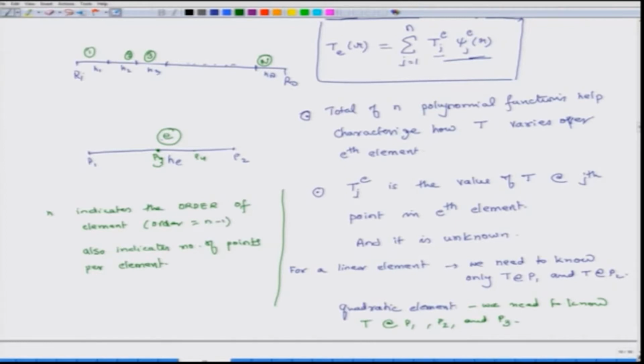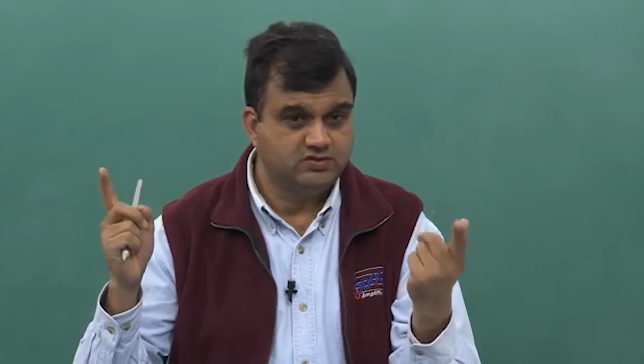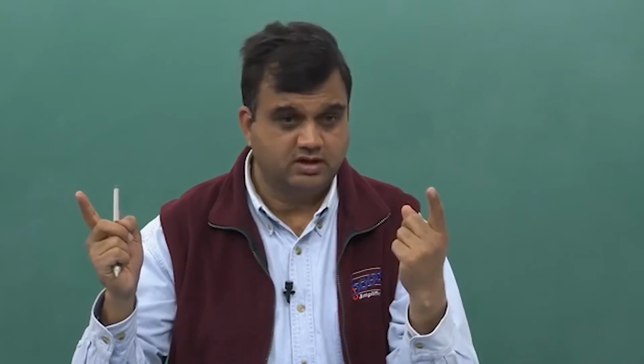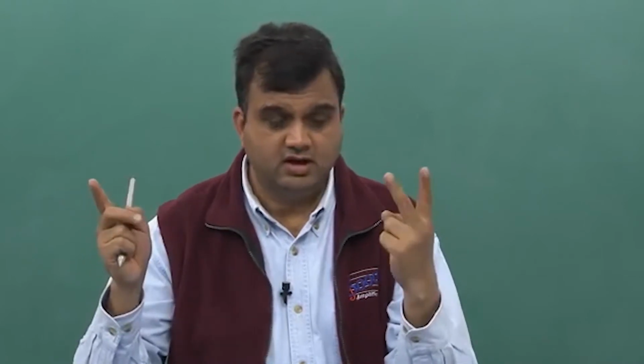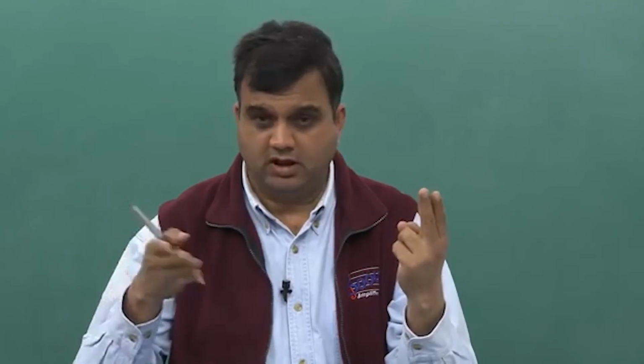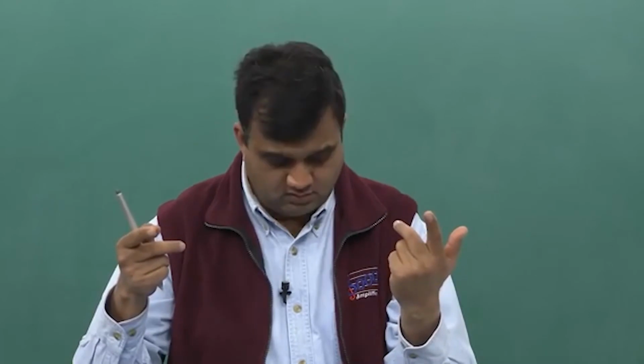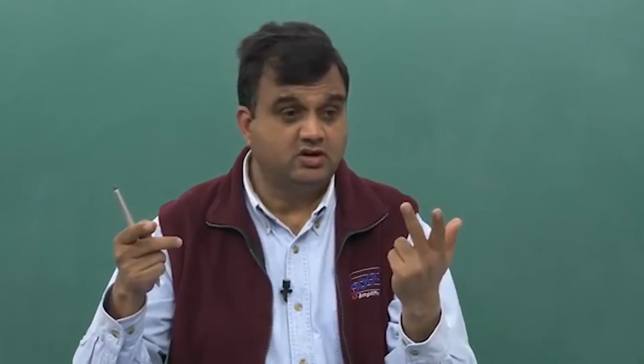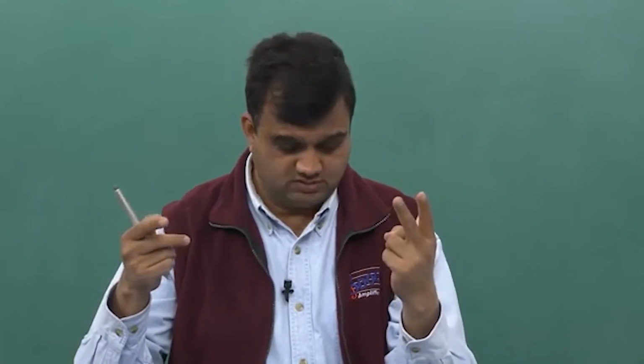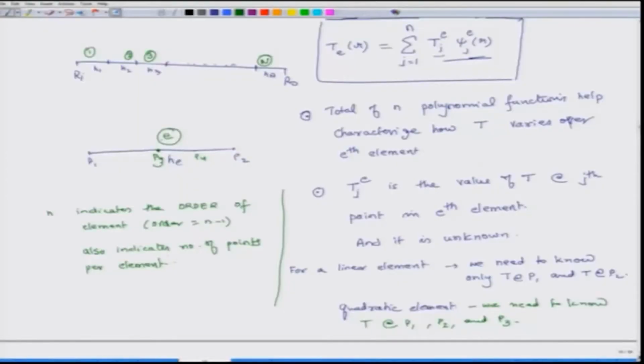So, if it is a linear element, n is 2 because we need 2 points, agreed, we need 2 points to make a line. n is 2, and it is a linear curve, so order is 1. And how many points will be needed on the element? 2 points. So, the number of points will be 2.